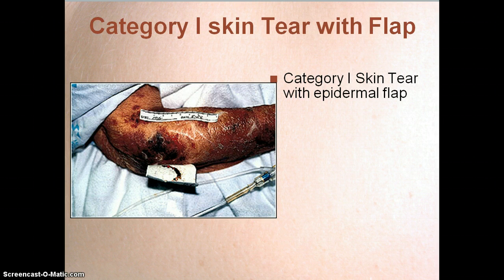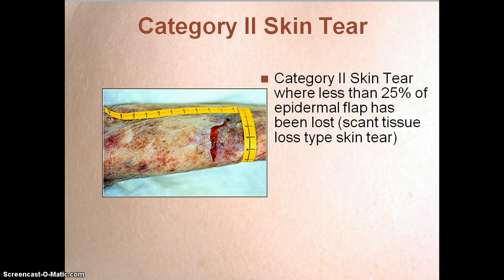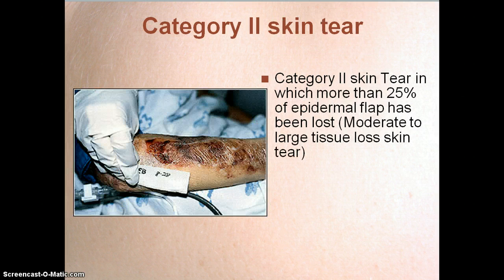Here is a skin tear with a flap. What I would comment about that is anytime you can get the skin to go back over the area that's open, it will heal a lot quicker than if you pull that skin epidermal flap off and it has to then heal that whole area. Our skin tear category 2 then is less than 25% of that flap has been lost, so there's scant tissue loss. You can see then that we have an open area, very thin skin, and that's going to take quite a while for that one to heal.